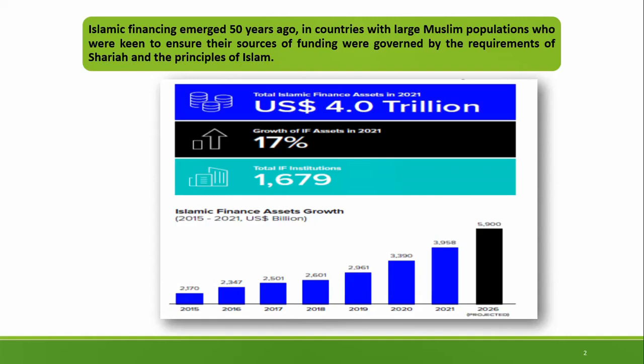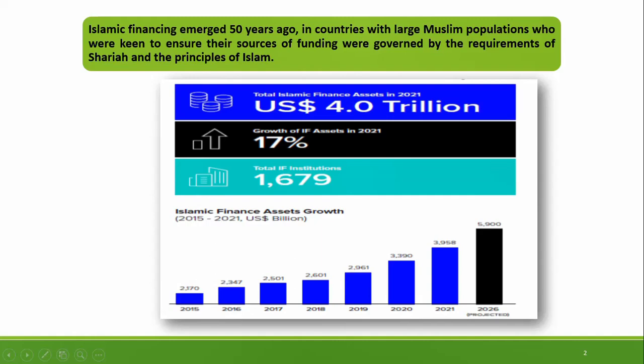Mainly Islamic finance ki popularity ke peeche main reason is the wealth available with the Muslims, especially the Arab Muslims, and their preference for Islamic finance. Because of that, we can see that the total Islamic finance assets in 2021 reached 4 trillion US dollars. The growth of Islamic finance assets in 2021 was 17%.